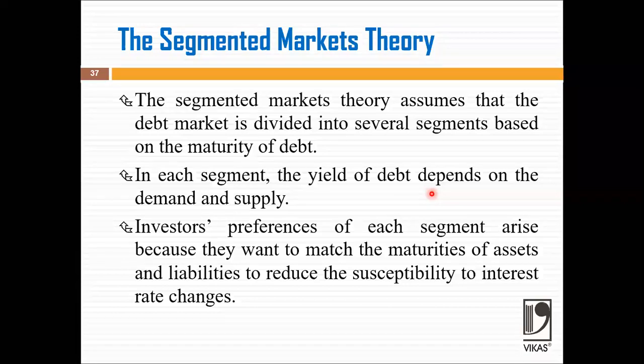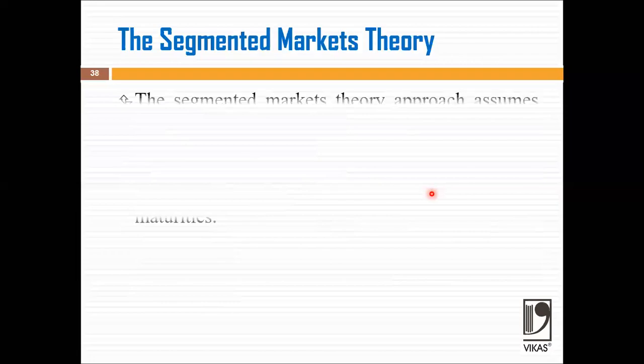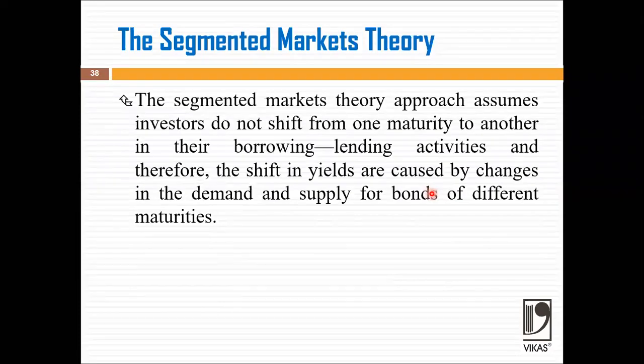Likewise, for the long-term investors. The investors' preference in each segment arises because they want to match the maturities of assets and liabilities to reduce the susceptibility to interest rate changes. The segmented market theory approach assumes investors do not shift from one maturity to another in their borrowing and lending activities.